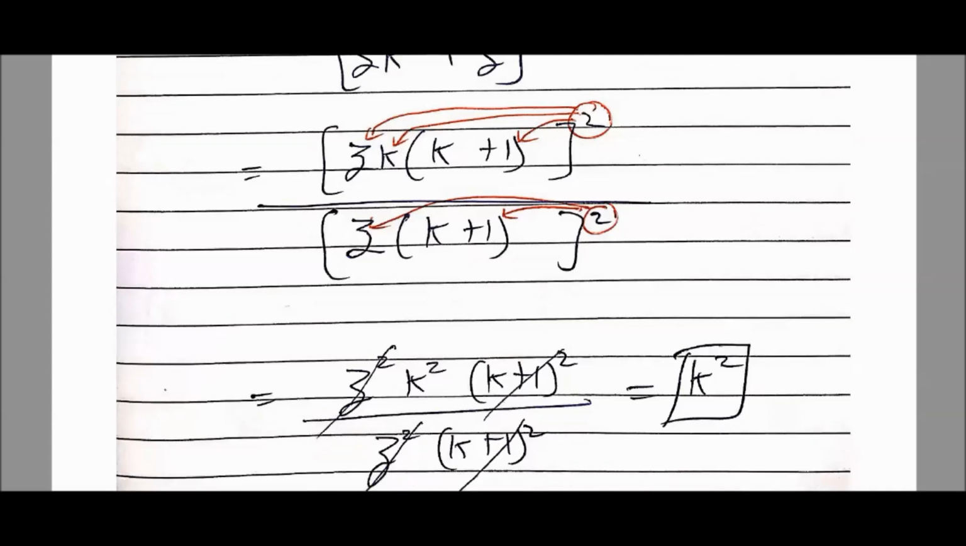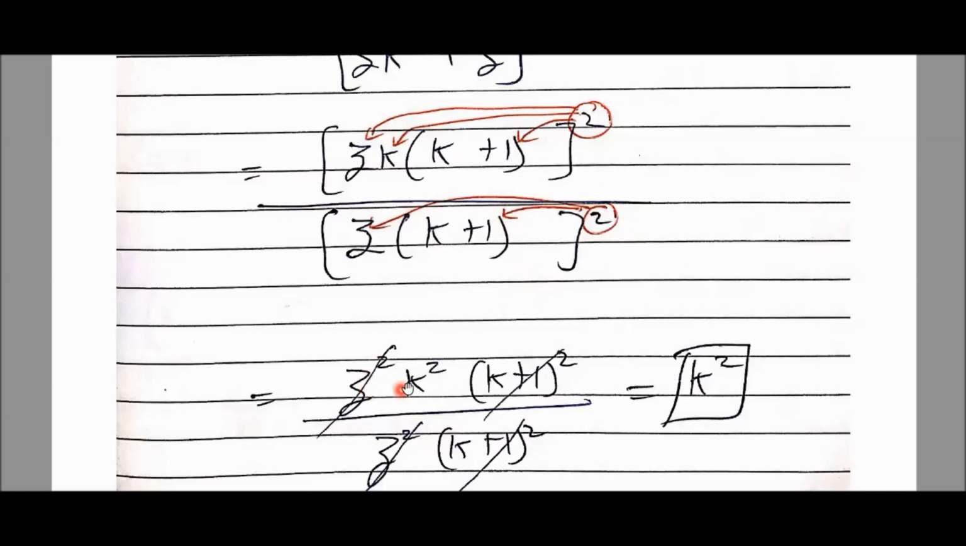Now see these red lines. This 2 will go as the power of z. This 2 will go as a power of k. This 2 will go as a power of this bracket. This 2 will not go individually to k and 1 because they are within the brackets. This 2 will go as a power of z, and this 2 will go as a power of this bracket.